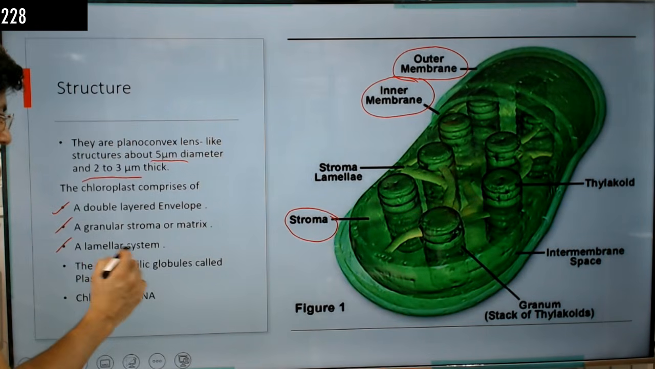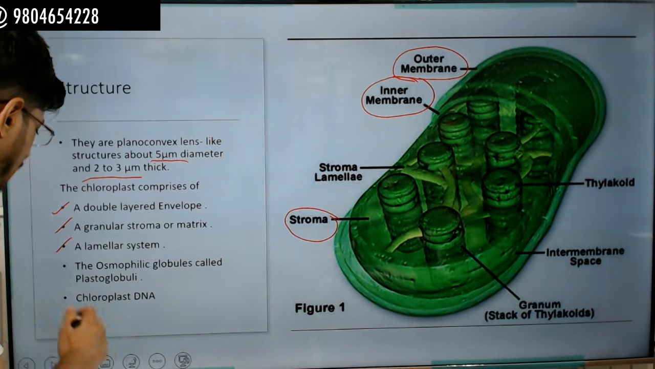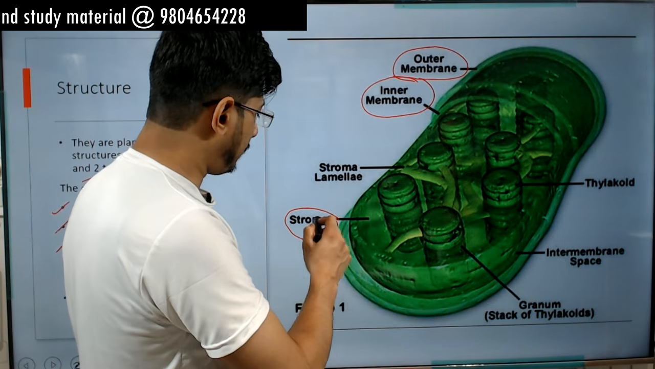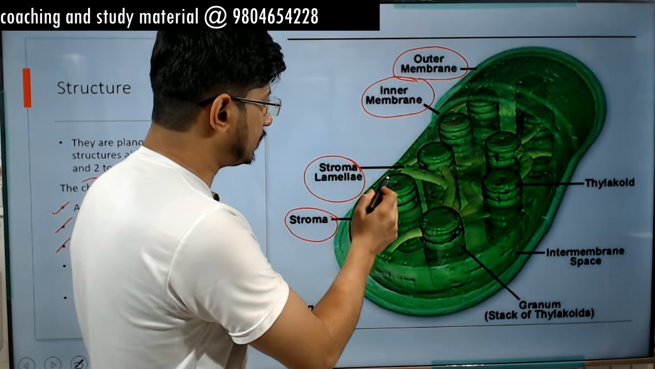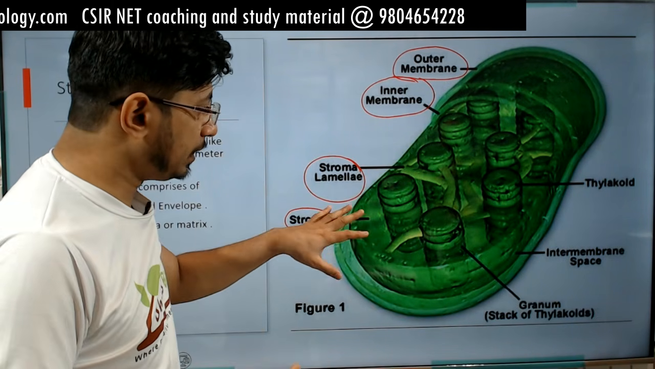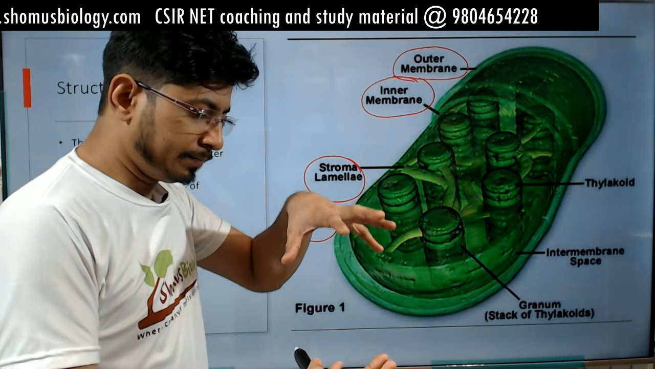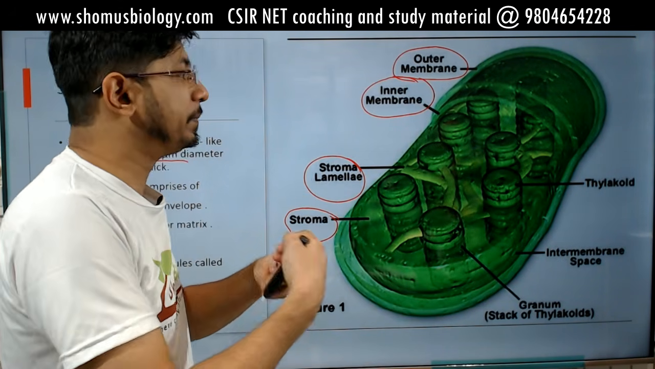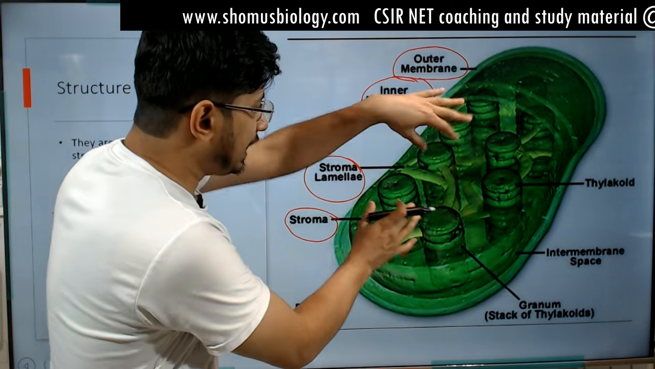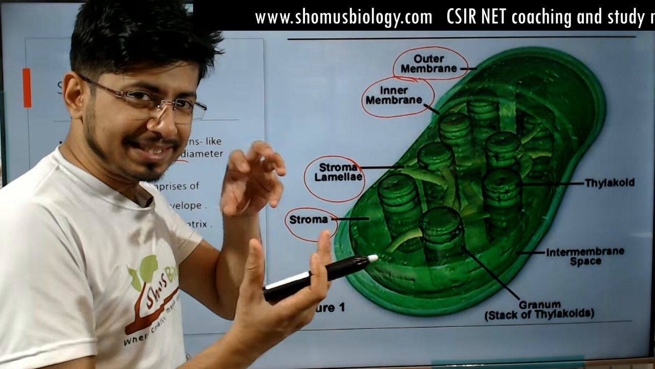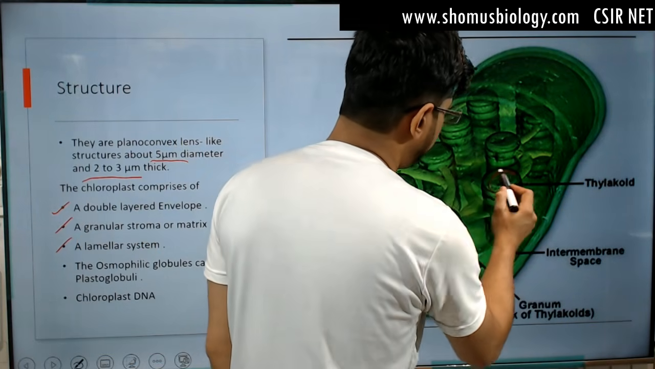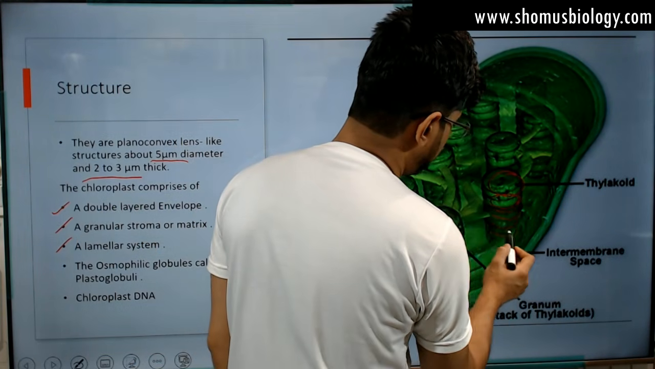Then a lamellar system is also present there. In the lamellar system, we can clearly see that apart from the stroma, this is the lamellar system in the stroma, the stroma lamellae. I don't know whether you've heard that earlier or not, but basically the stroma is filled with granules, components which will be beneficial and required for different functions that we are going to study later on, but they are lamellar in nature. Apart from that, there is a stack like structure which is thylakoid, which is not listed here. This is thylakoid, stack like structures which are stacked with one another.